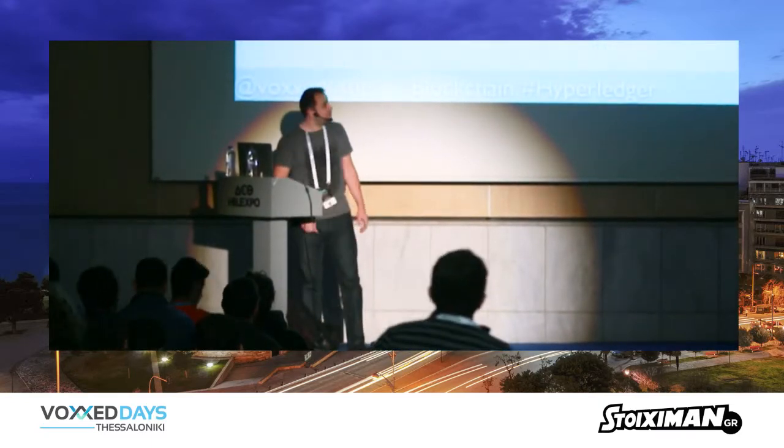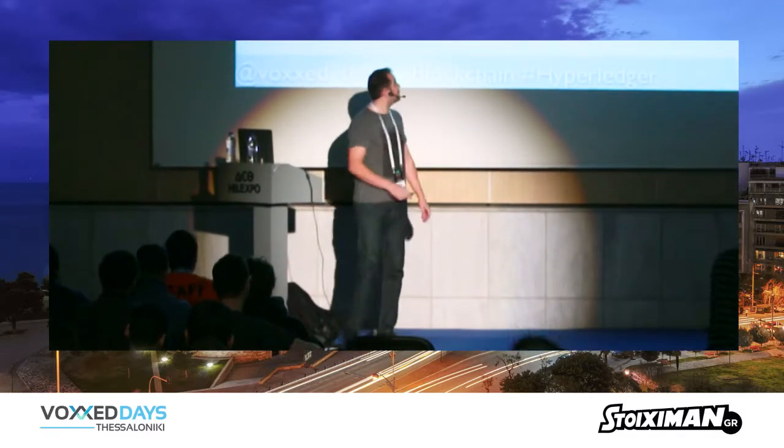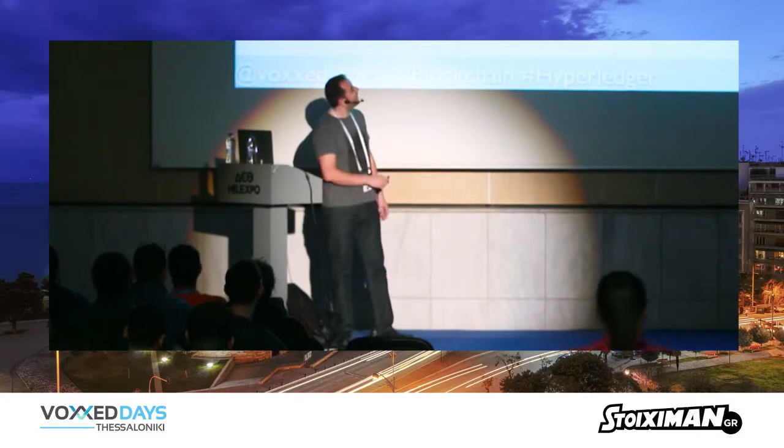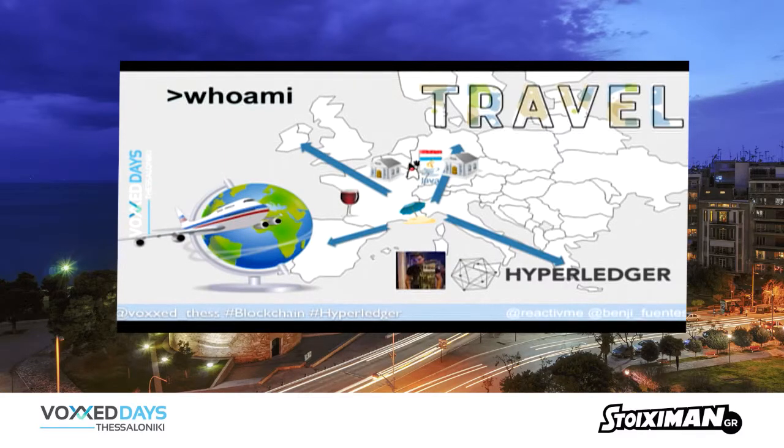So my name is Benjamin Fuentes. I'm coming from the city of Wines, Bordeaux. I worked several years in Luxembourg on Java technology for banks mainly. I'm based in Nice, in the south of France, and I've spent the last 2 years traveling around Europe for blockchain advocacy. I'm currently working on blockchain in the travel industry.